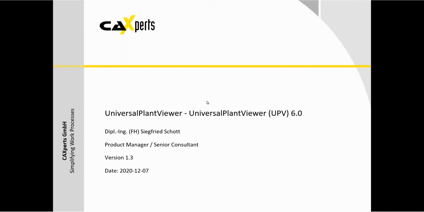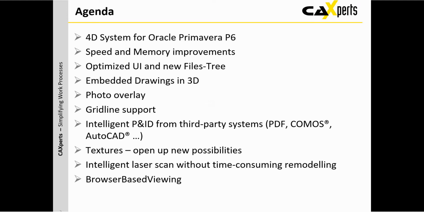So let's have a look at the agenda. First I will show you the 4D system for Oracle Primavera P6. I will talk a little bit about speed and memory improvements, and then we directly go into a live demo of version 6 with an optimized UI and the new files tree. I will show you how to embed drawings inside the 3D view. I will show you the new photo overlay feature. I will talk about the gridline support. Then I will show you how to use P&IDs that come from third-party systems as a PDF. I will show you the new texture feature, show you how to make laser scans intelligent very quickly, and then the last topic we are talking about is the browser-based viewing. Okay, so let's just start and go into the Oracle Primavera integration.